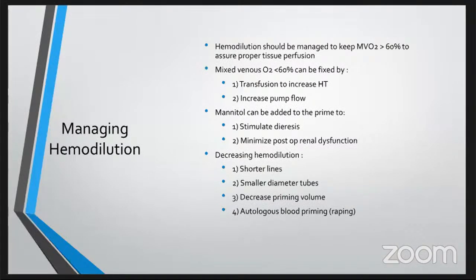Moving to managing hemodilution, the hemodilution should be managed to keep the mixed venous sat above 60% to assure proper tissue perfusion. A mixed venous sat less than 60% can be fixed by either transfusion to increase the hematocrit or by increasing the pump flow. Mannitol in some cases can be added to the prime to stimulate diuresis and to minimize postoperative dysfunction. To decrease the hemodilution, we use shorter lines, smaller diameter tubes, decrease the priming volume, and sometimes prime with autologous blood.